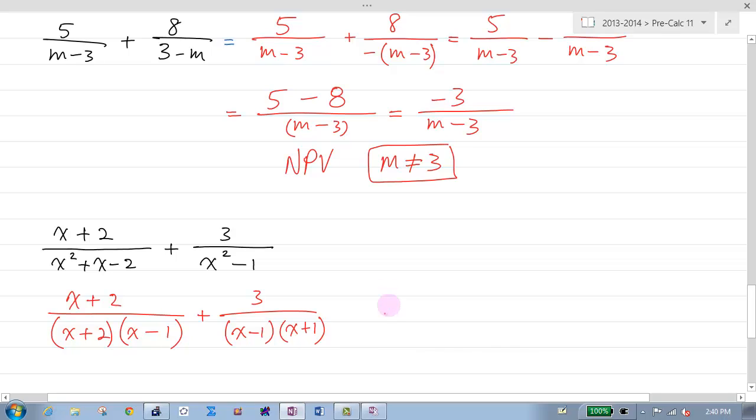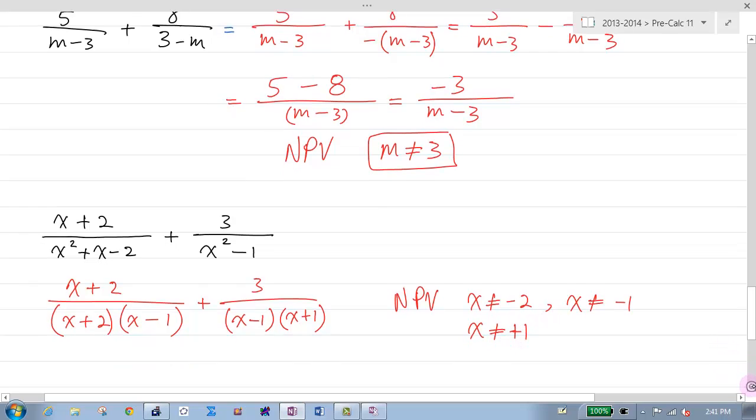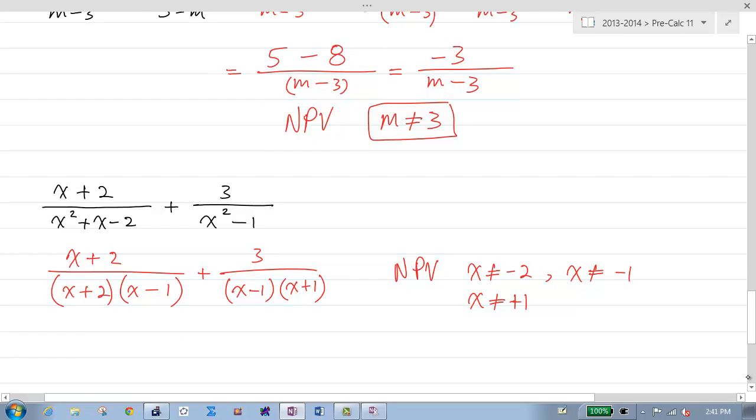This is a good time to write the non-permissible values. I go, okay, x cannot be equal to negative 2, x cannot be equal to negative 1, and x cannot be equal to positive 1, because if we do, then one of the factors of the denominator becomes 0, and at least one of the fractions is going to be undefined.